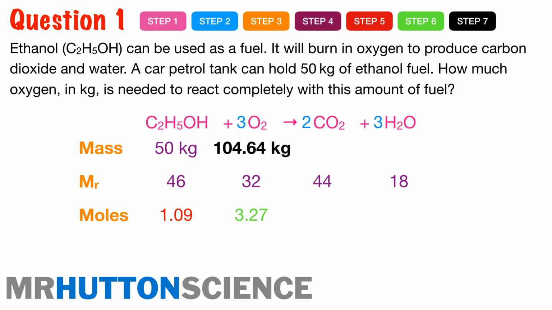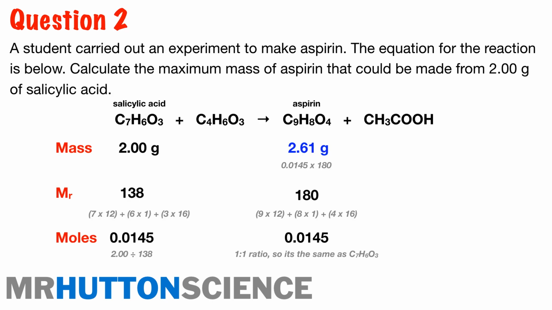We have got another video, another question, coming up, question 2. I haven't got the colours in this one, but hopefully I'll talk you through it anyway, and you'll get the idea. So question 2, a student carried out an experiment to make aspirin. The equation for the reaction is below. Calculate the maximum mass of aspirin that could be made from 2 grams of salicylic acid.